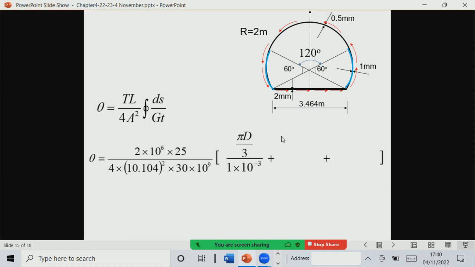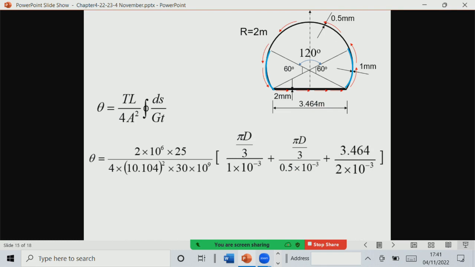So the central angle for the 1 millimeter thick, you've got 60 and 60, and this is a third of the whole circle. So this is pi d over 3, these two blue lines. The thickness is 1. Again, the central angle of the top shell is 120. So this is a third, the thickness is half. And the flow panel is 3.46 meters and a thickness of 2 millimeters. Are you happy with what I've written here?